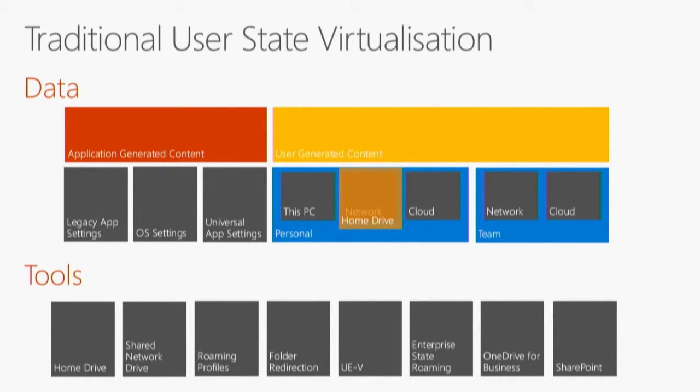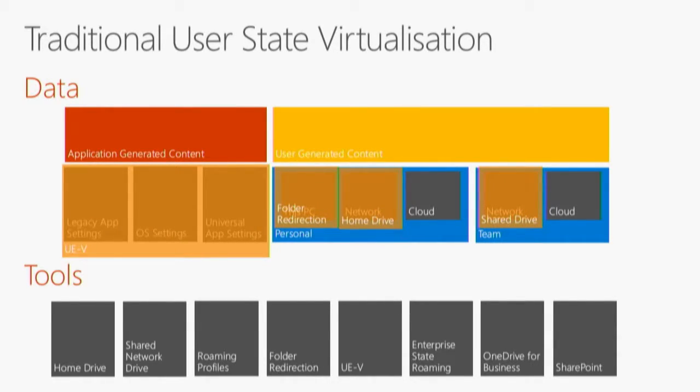Personal data. At the moment, most people have it on their H drive. And as far as shared data, team data, it's probably on some network drive somewhere. And if you've got some data in those local This PC folders, then you'll be using folder redirection. A lot of people here will be consistent on this. I'm not going to get hands this time. Then if you're wanting to look after app settings and Windows app settings and OS settings, and you're not using something like roaming profiles, then you might look at UEV as an alternative.